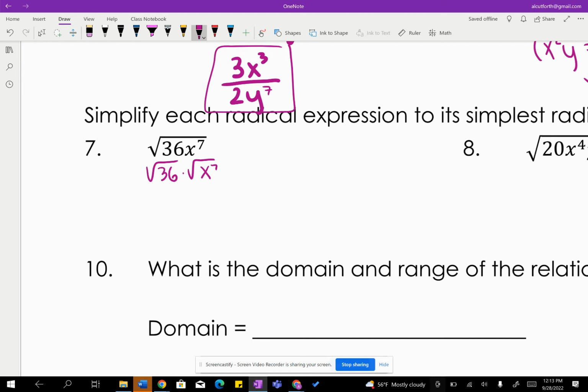But I do need to separate the x to the 7th because every time I have a square root of x squared, that's a good thing, right? Because the square root of x squared is just x. So I want to separate this into as many x squareds as I can. So square root of x squared, that's 4, right? We have 7 total. So that's 4. I get another one, that's 6. And then I'm left with one more. So I'm going to have just a square root of x at the end. If I'm just taking the x to the 7th and I'm breaking it up into as many x squareds as I can.